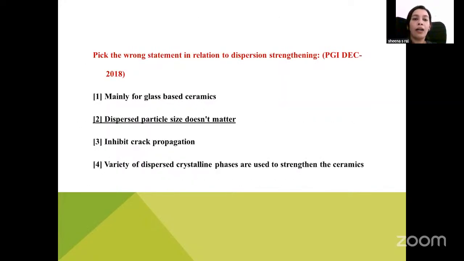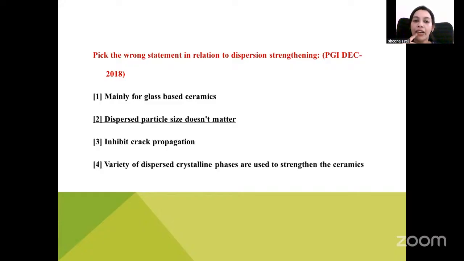So the question is to pick the wrong statement in relation to dispersion strengthening. The first option is that it is mainly for glass-based ceramic. Yes, we use this for glass-based ceramic. Next is that dispersed particle size doesn't matter. That is wrong. Actually, the size of the glass particles is very important in determining the strength of the ceramic, so that is the wrong answer. It inhibits crack propagation. That is not wrong. That is a correct answer.